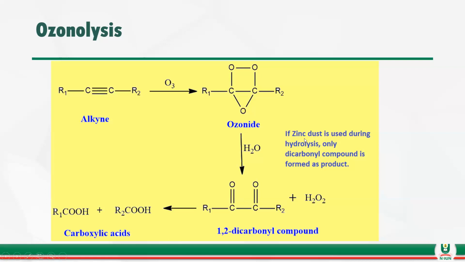Instead of zinc dust, let us say hydrogen peroxide. If you use hydrogen peroxide, there is the possibility of breaking this bond, so that this one will form a carboxylic acid and this other one will also form another carboxylic acid.